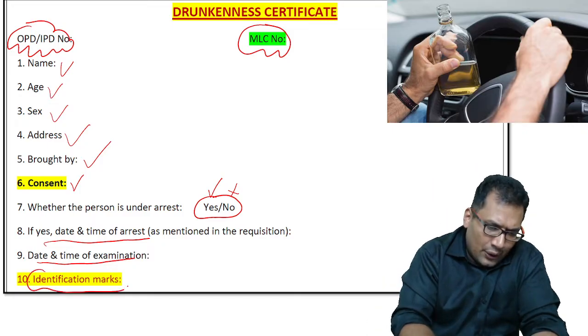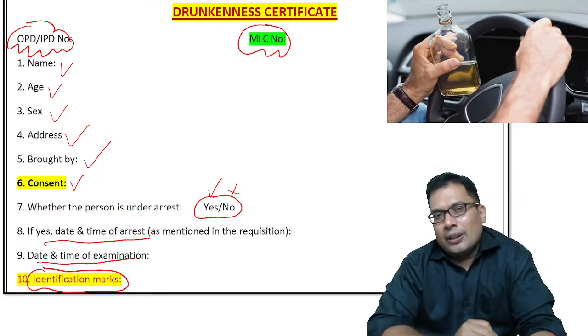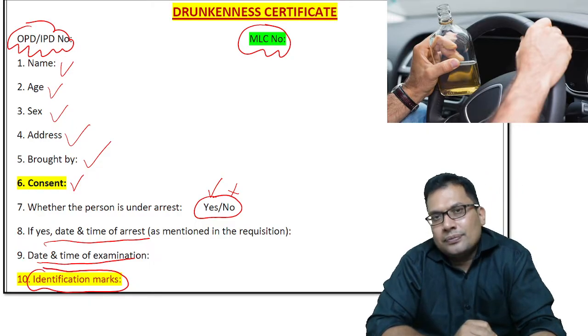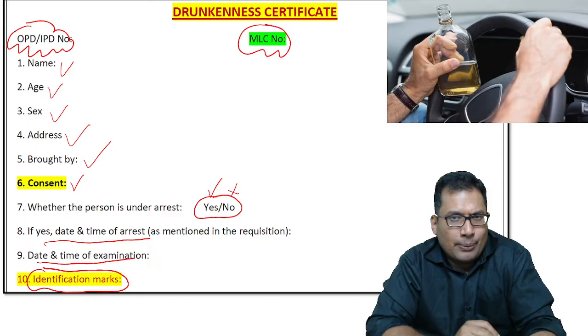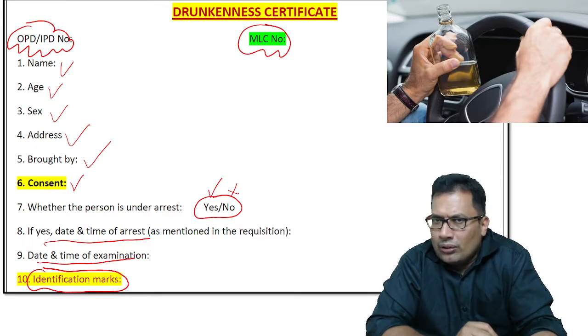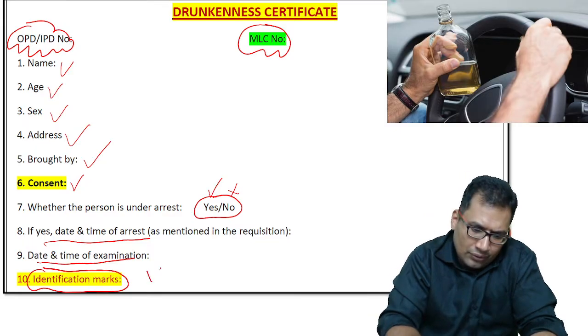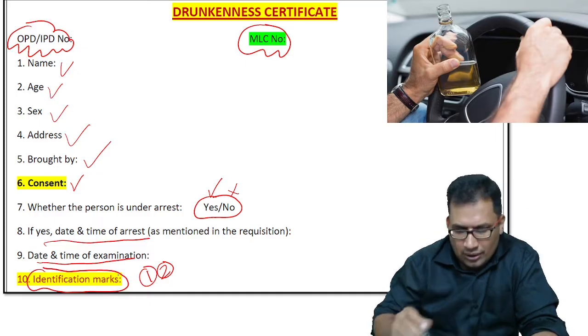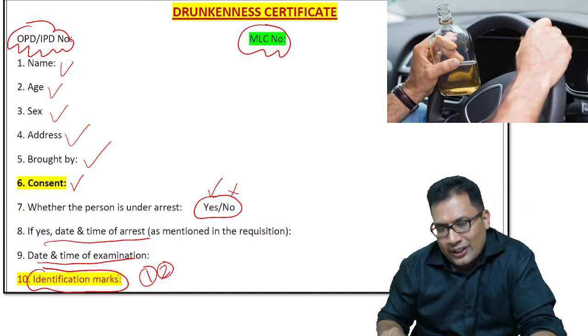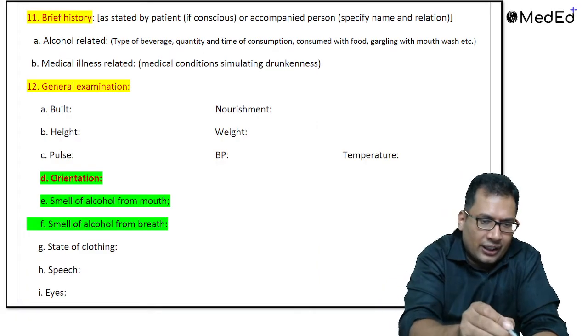Then identification marks, at least two identification marks like birthmark, star mark, moon mark, and write. So there are 10 important points in the beginning. The 11th point, so you can write all the details like this, preliminary details. Then also you can write brief history.